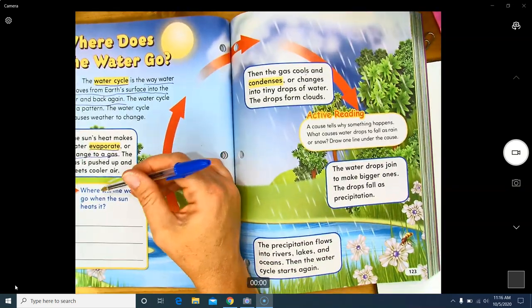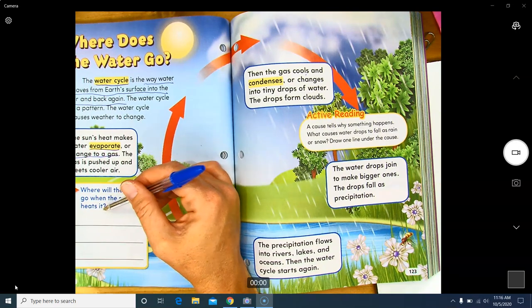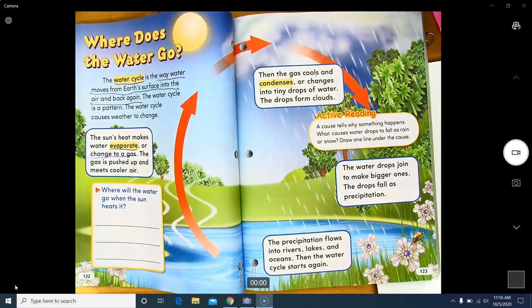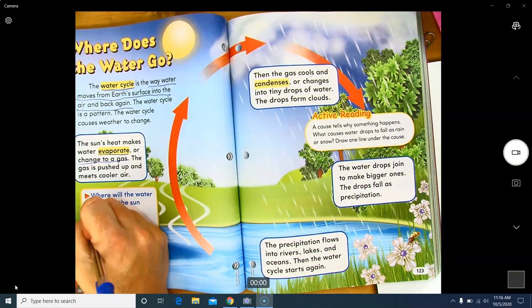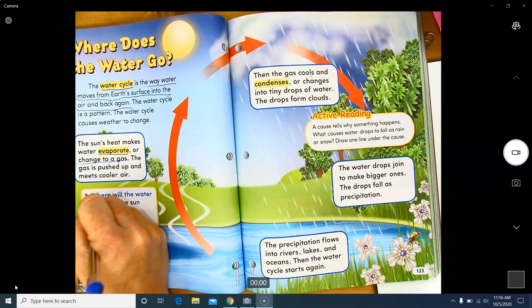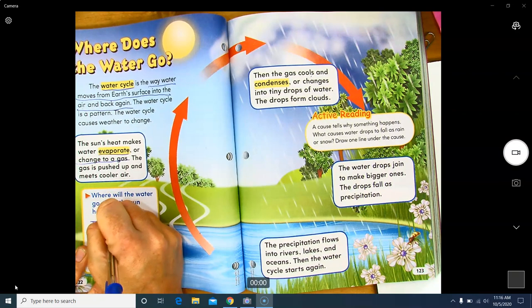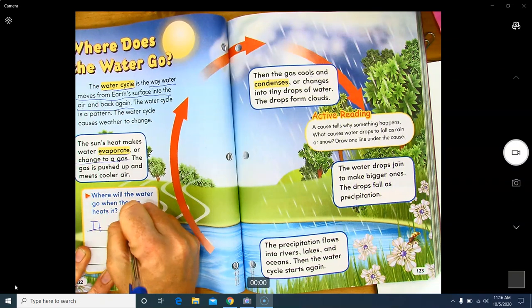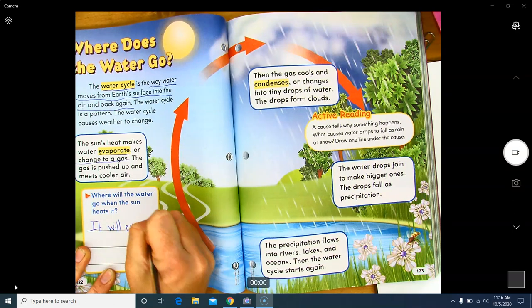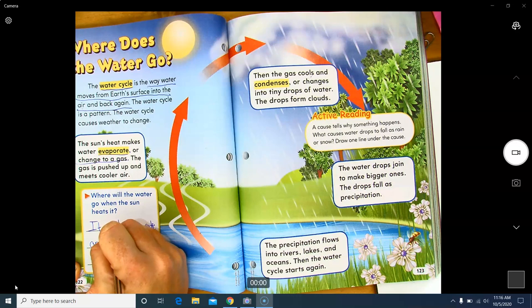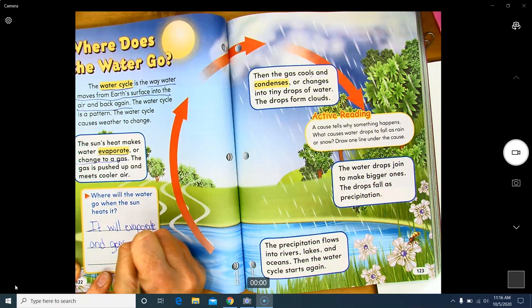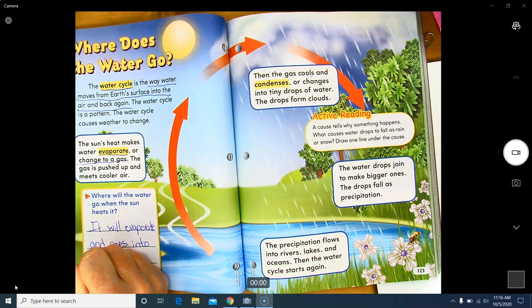So over here, where will the water go when the sun heats it? So where does the water go when the sun heats it? So when it heats up, that's right, it will evaporate. And where does it go? Goes into the sky.